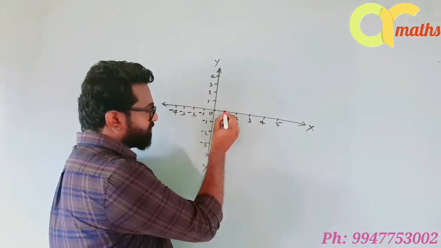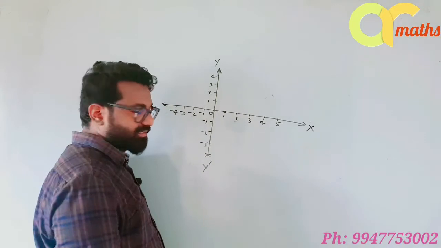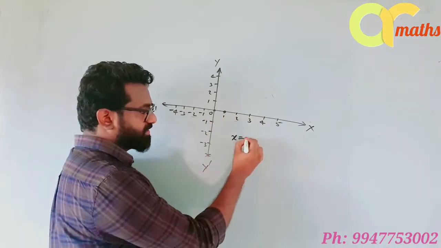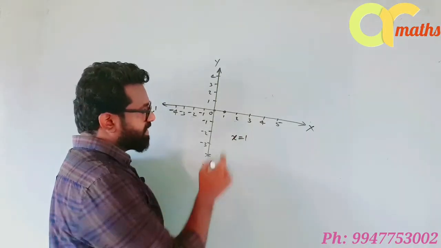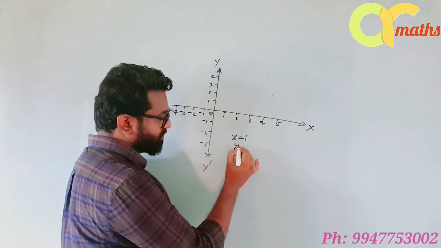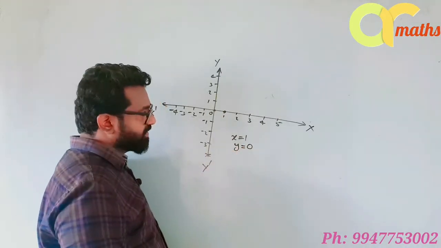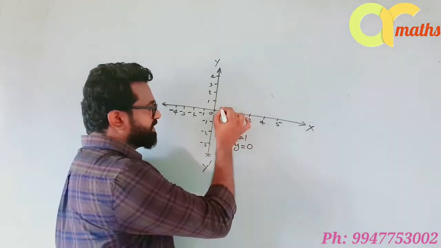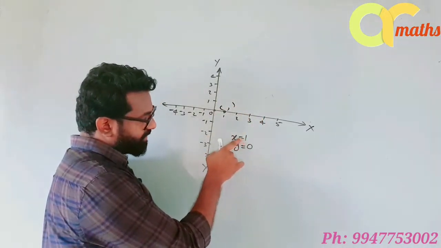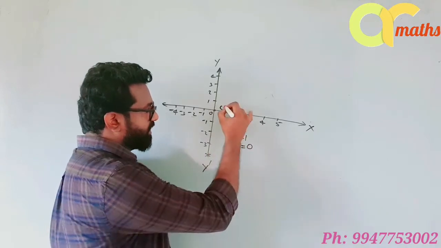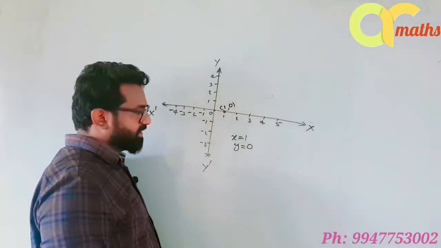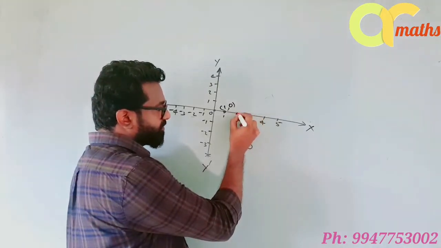Here, what is the value of x on x axis? The value of x is 1. What is the value of y here? Here y is 0. Then what is the coordinate? Coordinate means the value of x and y. What is the value of x? 1, comma. The value of y is 0. Clear.